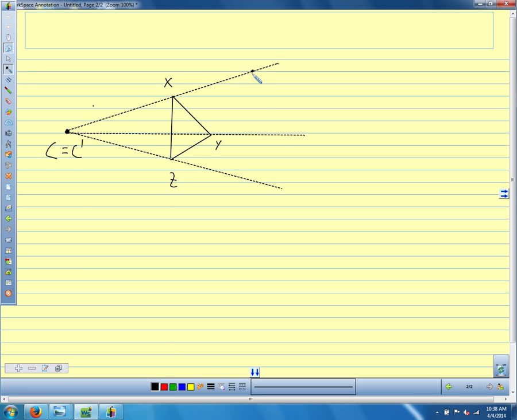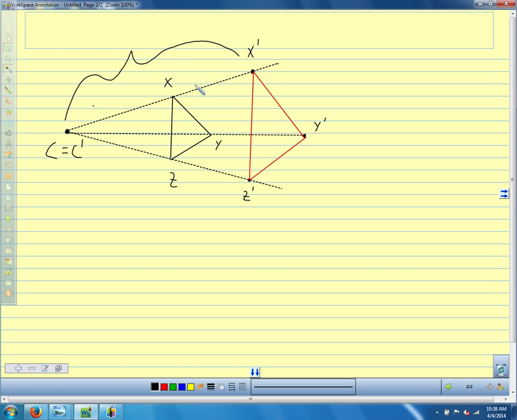So I'm going to call this X prime, Z prime, and I'll put our point Y prime there, and here's my new triangle. So our image point is on the ray from C through X. That's where I find X prime. And that distance, C to X prime, equals n, the scale factor, times the distance from C to X. So if I measured this distance from C to X, to get from C to X prime I would multiply by the scale factor.